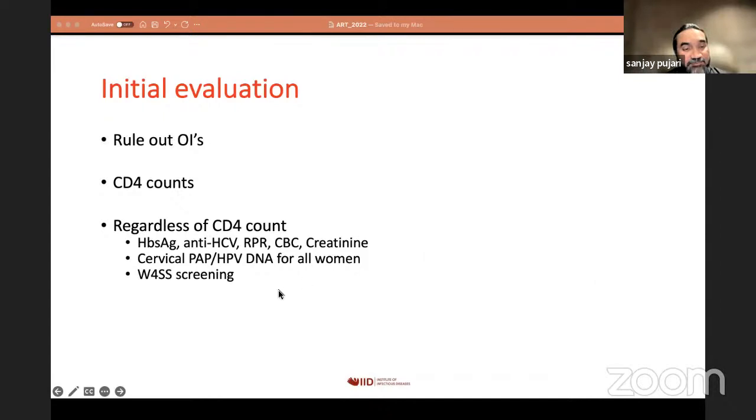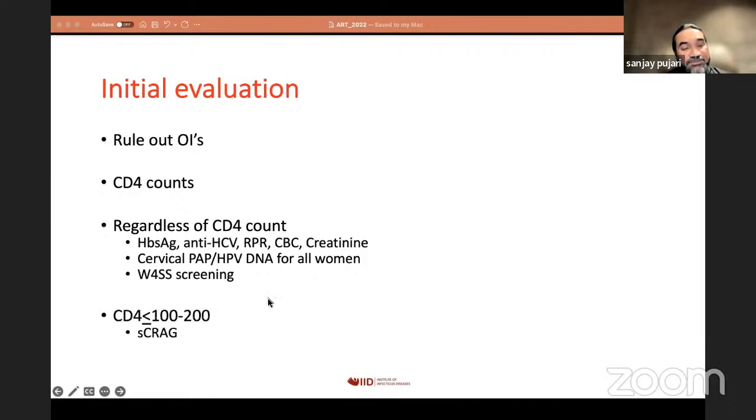At each visit in your clinic, you should always screen for what is called as a W4SS screening, which is asking the patient for fever, weight loss, cough, and night sweats. If any of them are positive, then we need to screen for tuberculosis. If all of them are negative, then it has a good negative predictive value to rule out active tuberculosis.